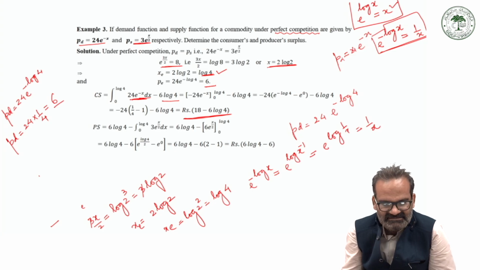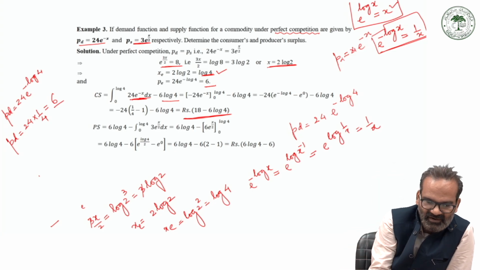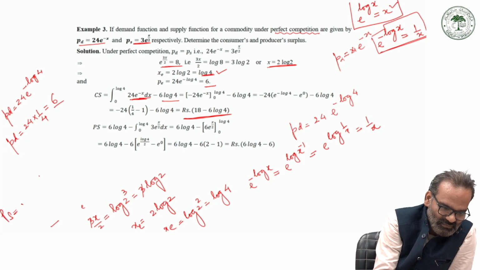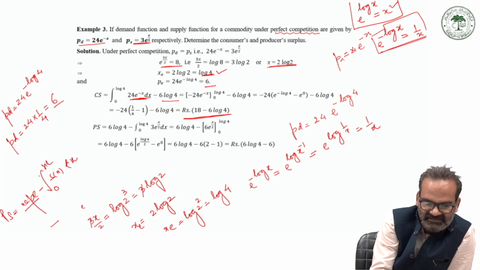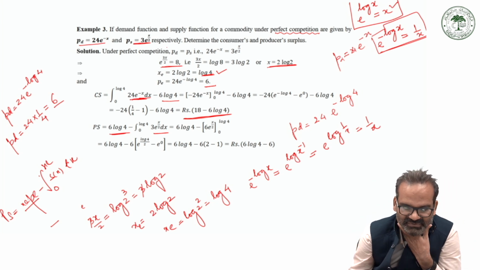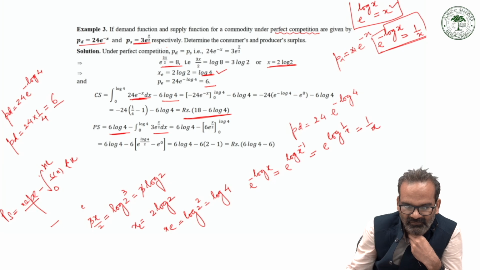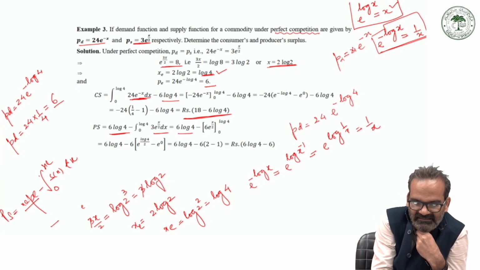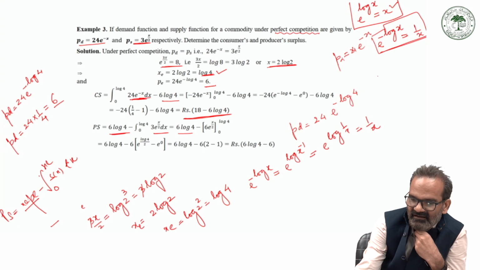And likewise you can determine the producer surplus. The formula is just the reverse. PS is equal to xe times pe minus the integral from 0 to xe of the supply function dx. So xe pe as usual is 6 log 4, it will remain the same, minus the integral from 0 to log 4 of the supply function, 3 e raised to the power x by 2 dx. Now 6 log 4 as it is, integrate this e raised to the power x by 2. The integral of this is what?